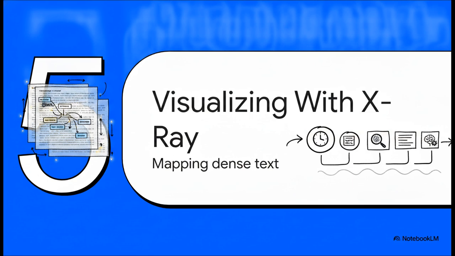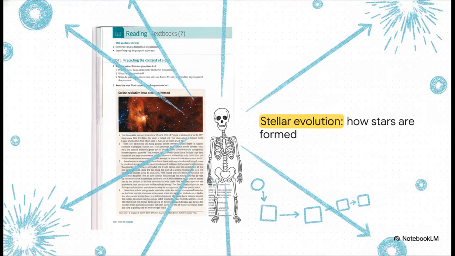And finally, Section 5, visualizing with X-ray vision. This all builds into what I think is the ultimate technique for your studies, translating these dense paragraphs into visual, chronological diagrams. Imagine being faced with a totally intimidating textbook paragraph about astrophysics. Your first instinct might honestly be panic. You see terms like electromagnetic radiation, nuclear fusion, and gravitational energy. It's a lot. But this is where we use our X-ray vision.